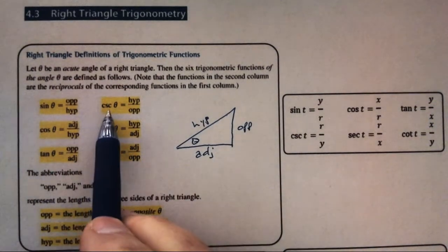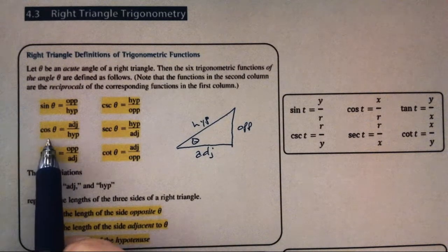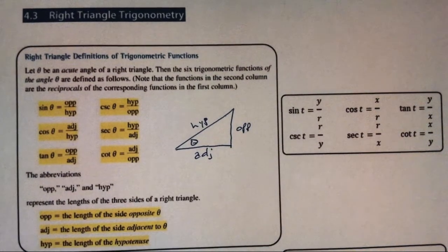Hopefully at this stage we also know that cosecant is the reciprocal of sine, secant is the reciprocal of cosine, and cotangent is the reciprocal of tangent.